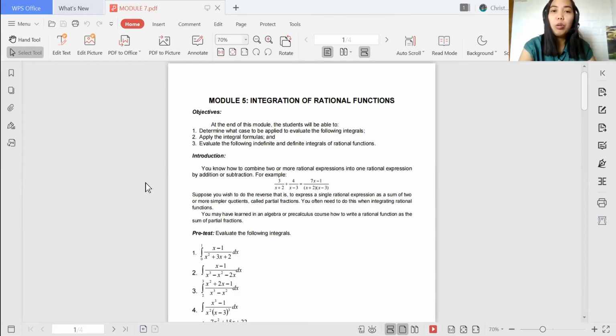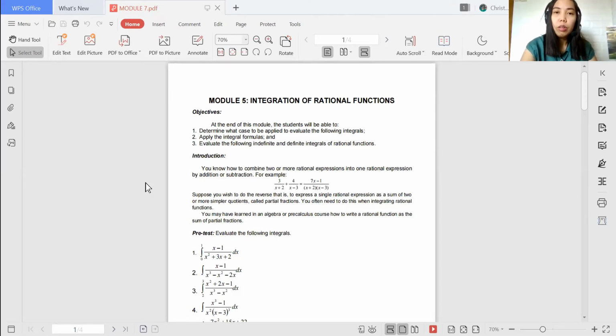So you know how to combine two or more rational expressions into one rational expression by addition or subtraction. For example, when we add two rational functions, given that 3 over x plus 2 is a rational function, plus 4 over x minus 3 is also a rational function. When we combine rational expressions, we need to get the LCD, right? Since they are dissimilar fractions, the LCD is x plus 2 and x minus 3.